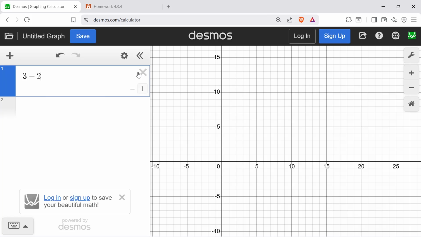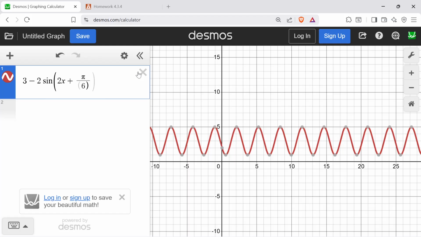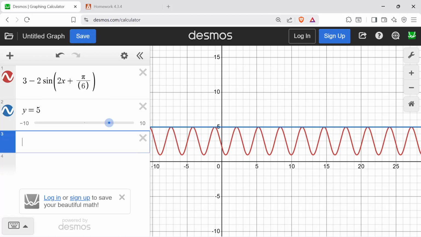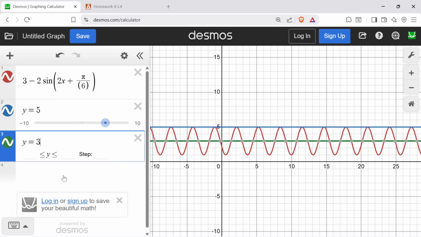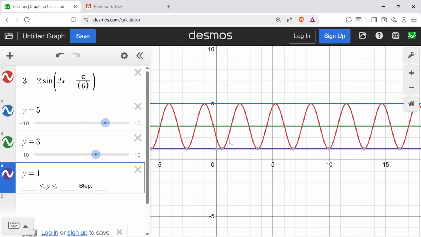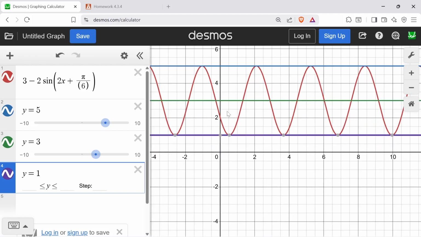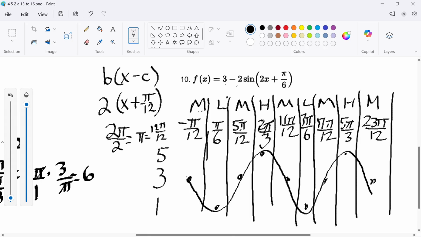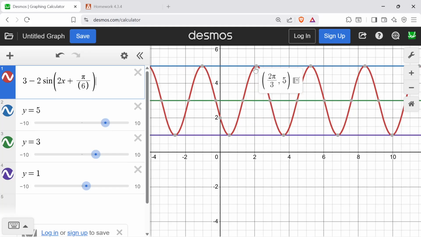3 minus 2 sine 2x plus pi over 6. And then I will put y equals 5, y equals 3, y equals 1. And where should I start? Negative pi over 12. It should be at the midline, which is about here. Negative pi over 12. Then it goes to the low at pi over 6. And then it goes back to the mid, 5 pi over 12, 2 pi over 3, and then 11 pi over 12. Okay, that's one cycle.